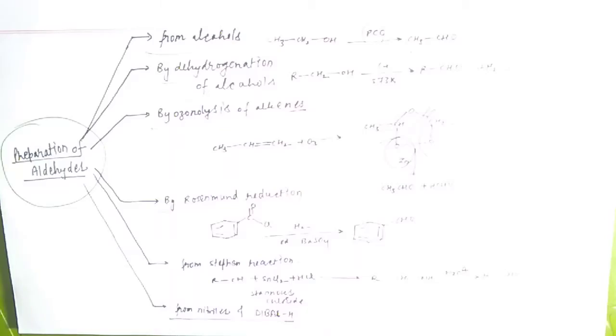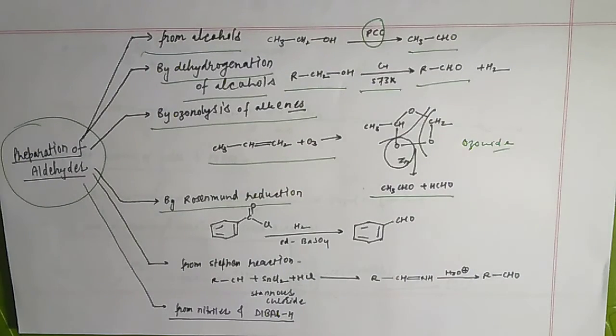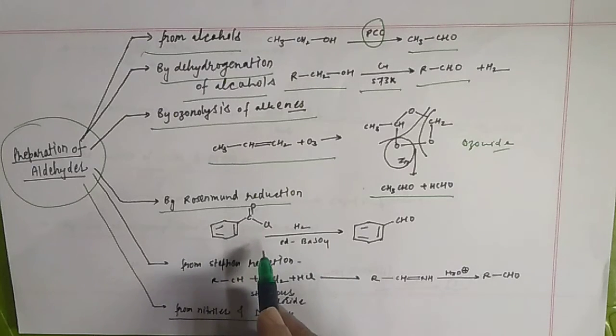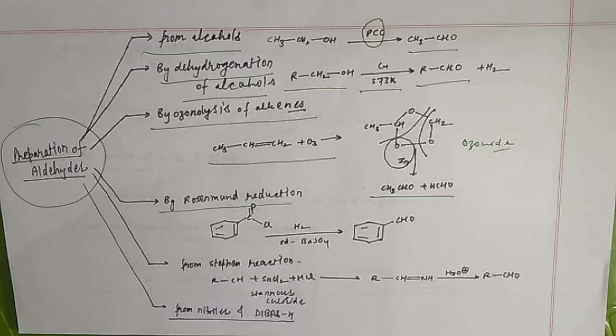Okay, and now your next reaction is the Rosenmund reduction. This is also a very important named reaction, the Rosenmund reduction, where we take palladized barium sulfate, and in the presence of dihydrogen, it will reduce the benzoyl chloride. It will reduce it into benzaldehyde.